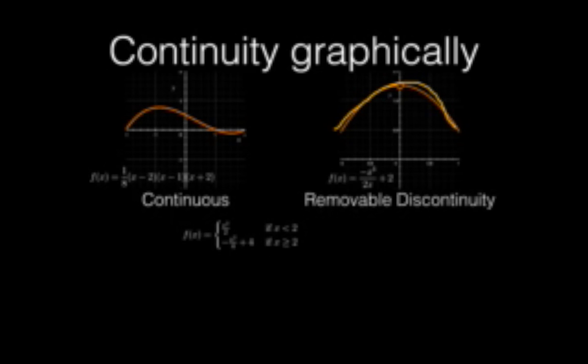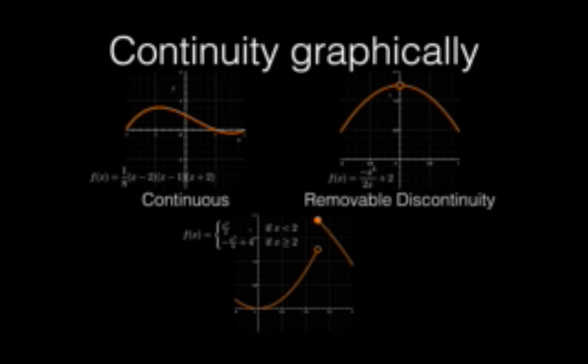Now let's look at another function, a piecewise function. F of x equals x squared over 2, where x is less than 2, and f of x equals -x squared over 4 plus 4, where x is greater than or equal to 2. Here we can see there's a jump in the graph. And so we could follow the same procedure.